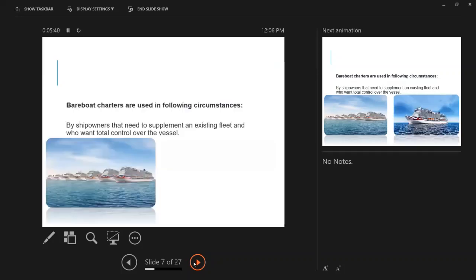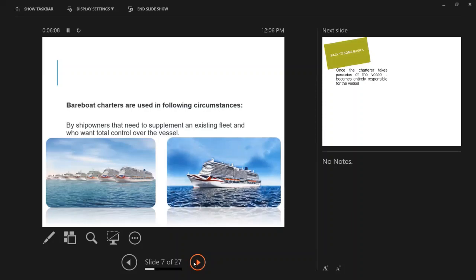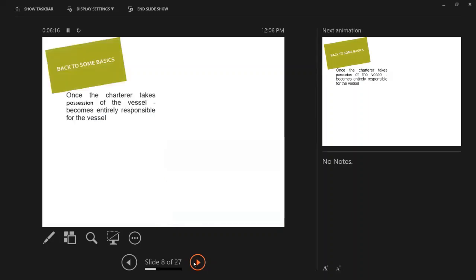Bareboat charters are used in these circumstances: by ship owners that need to supplement an existing fleet. Let's imagine that this is the ship owner's fleet, and he would like to supplement it. Maybe buying a new ship is really expensive for him, or maybe building a new ship is also expensive. So Bareboat Charter is a good opportunity to supplement an existing fleet, and now he will have total control over that vessel. Also, let's see some Bareboat Charter basics.